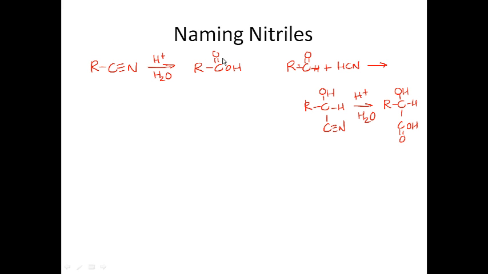So how do we name nitriles? Well, the nitrile is going to come at the end of the name. So let's take something fairly simple and write its IUPAC name. Here's a molecule. This has 2 carbons in it. So this would be called ethane, except actually they put the E in, so this is called ethanenitrile would be its name.